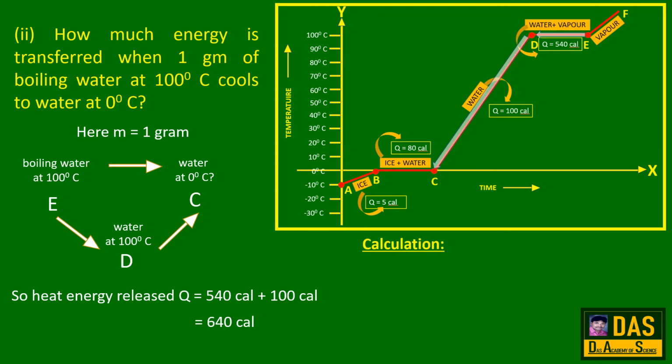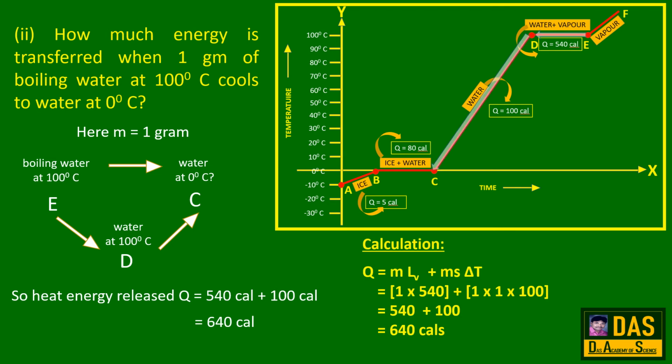By calculation also we can do this by using the formula Q equals mLV plus msΔT. Here m is 1 gram and latent heat of vaporization LV is 540 calories per gram. S, specific heat of water, is 1 calorie per gram degree Celsius, and change in temperature is 100 degrees Celsius. So 1 into 540, that is 540, plus 1 into 100, that is 100. So 540 plus 100 is 640 calories.